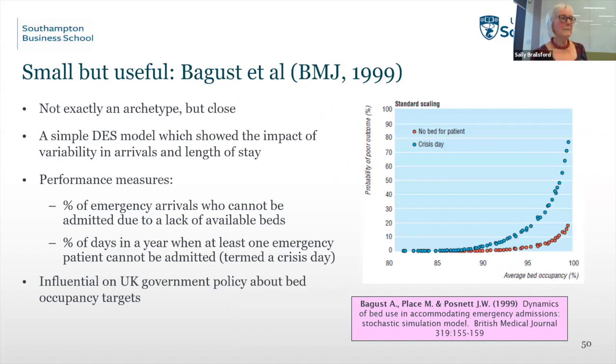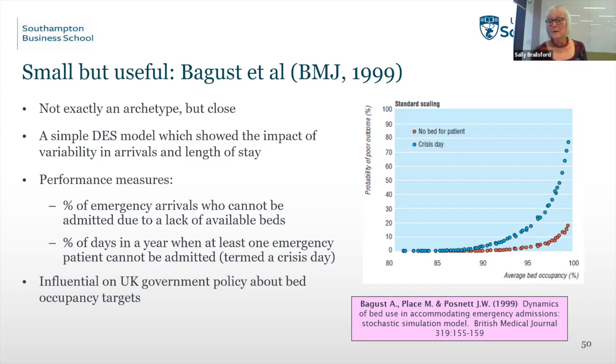There don't seem to be equivalents to archetypes in discrete event, but this is a fairly famous example of a relatively simple discrete event model, which was basically to educate politicians to the fact that if you have 98% occupancy of hospital beds, then you're going to be in trouble. And that's caused by the fact that arrivals and lengths of stay are variable. I mean, we all know this. It's queuing theory 101.